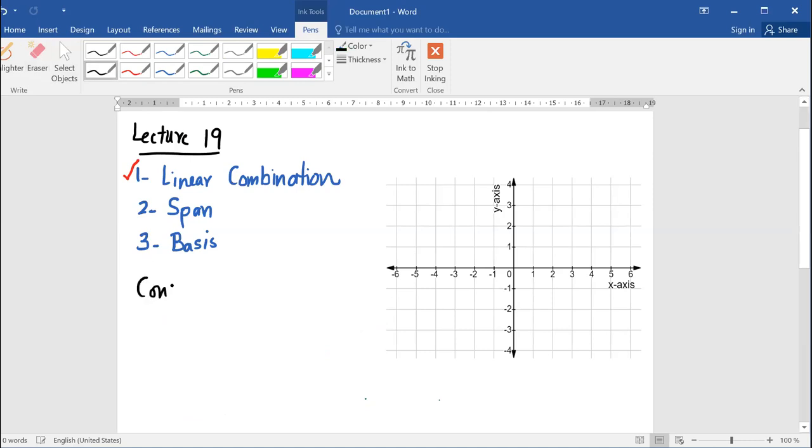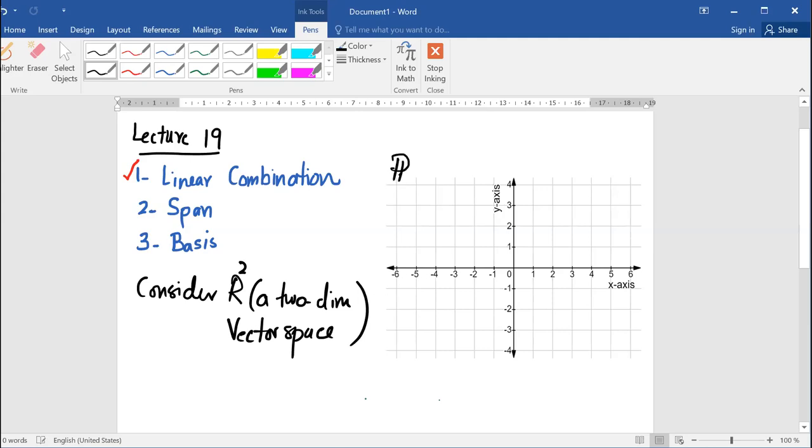So consider R square, a two-dimensional vector space, which can be easily represented by a Cartesian coordinate system. So right now here in front of us in this graph, this is an R square. So this is like a Cartesian plane in which we have an x-axis and we have a y-axis. Okay, so let's pick two vectors here. Both belong to R square. So one is A, and let's pick A as (2, 1). Okay, and let's pick B. B also belongs to R square, and it is 0.